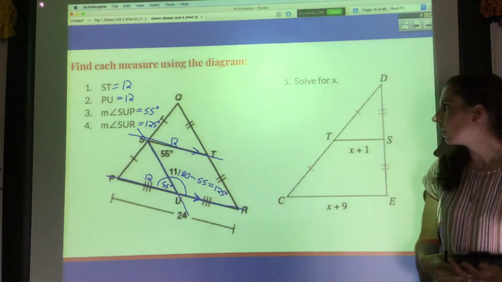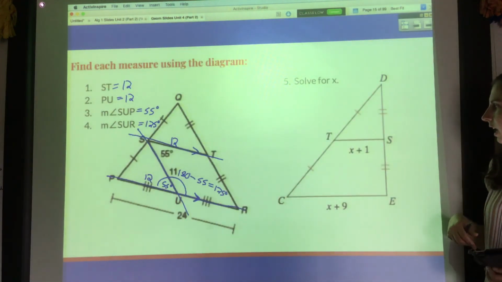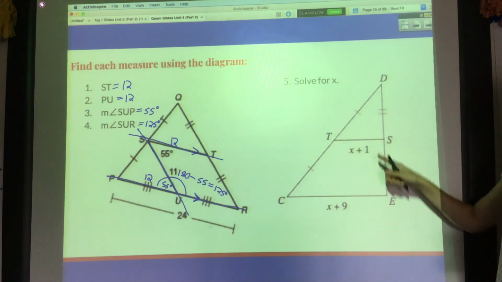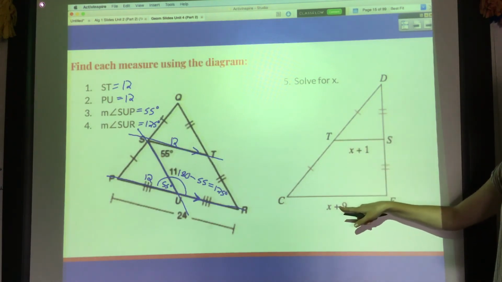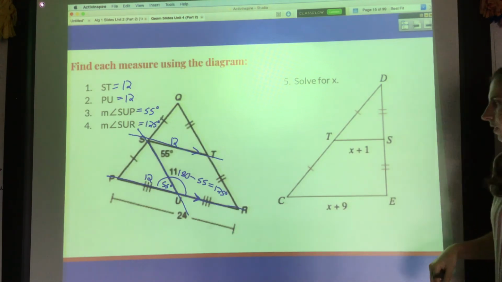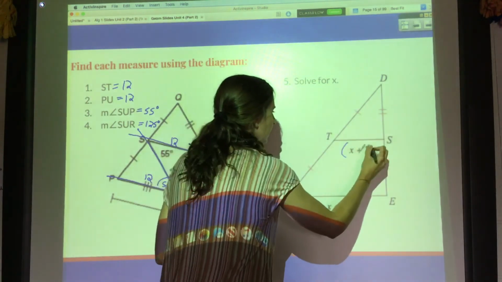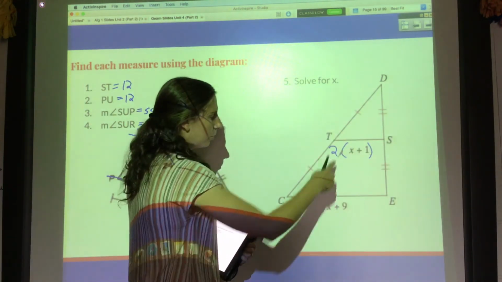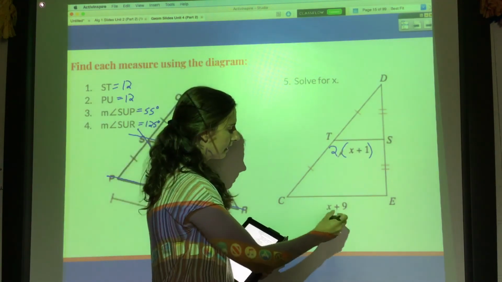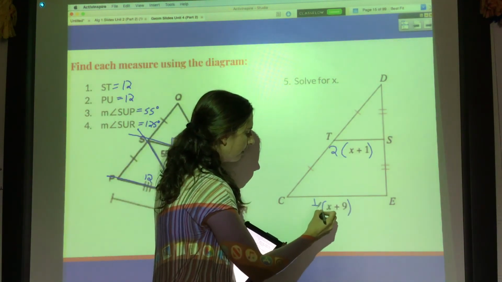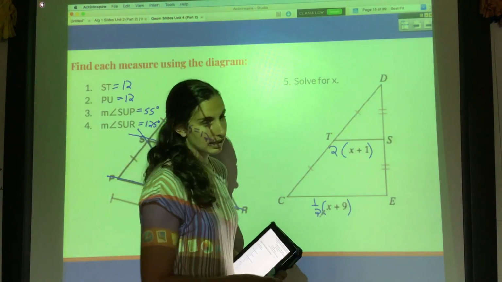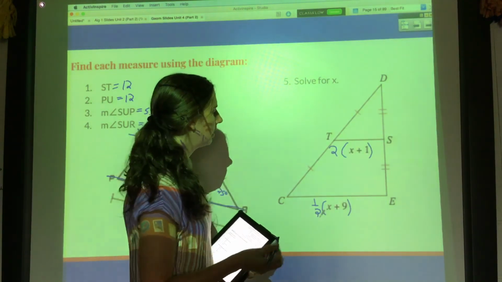All right, number 5 here. Again, it's a midsegment, and so I know that this is half of this. So there's a couple different ways you could solve for x here. One is, I know that if I take this and double it, it will equal this. Alternatively, I could take this and cut it in half and set it equal to x plus 1. Either way, you'll get the same answer. I'm going to go with the first option.